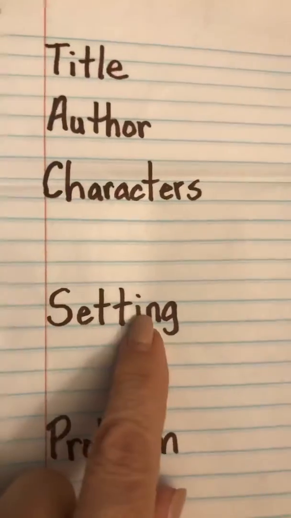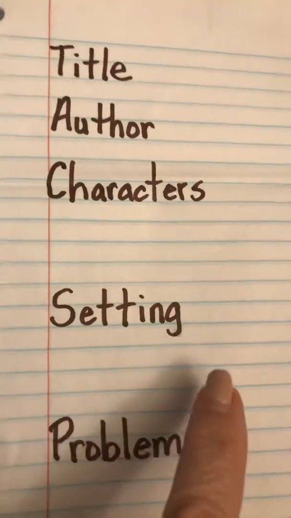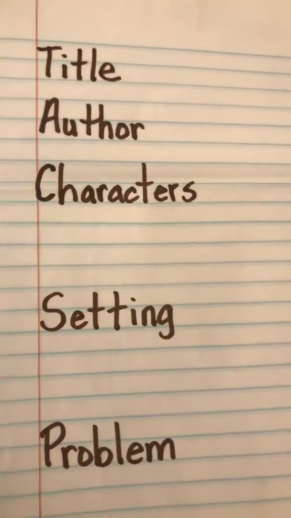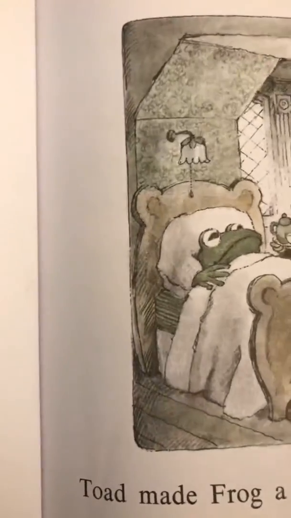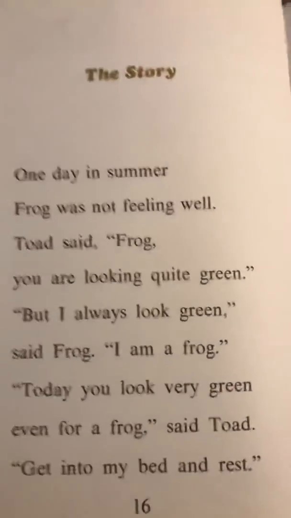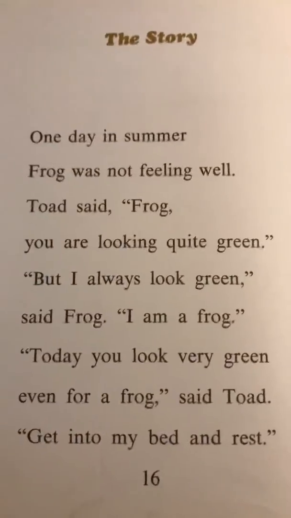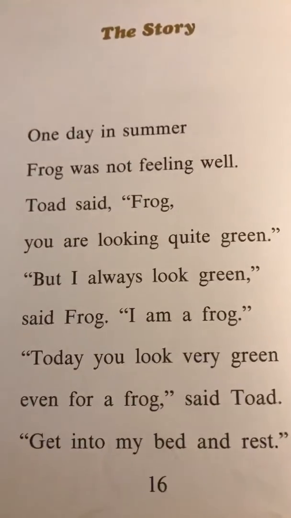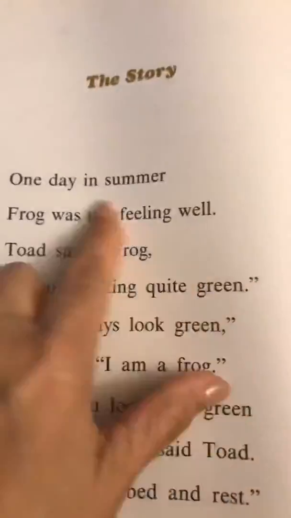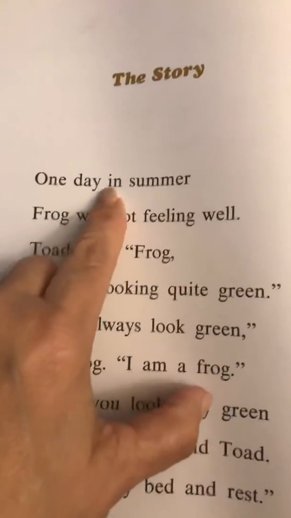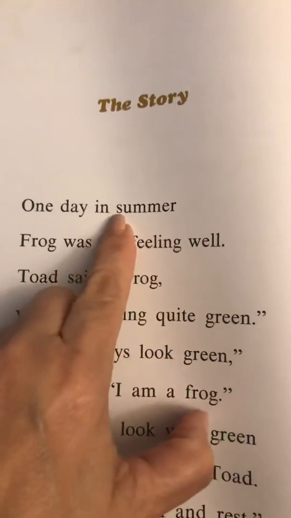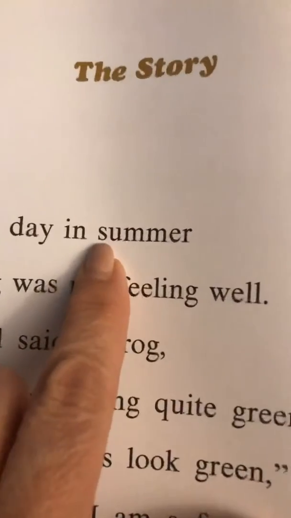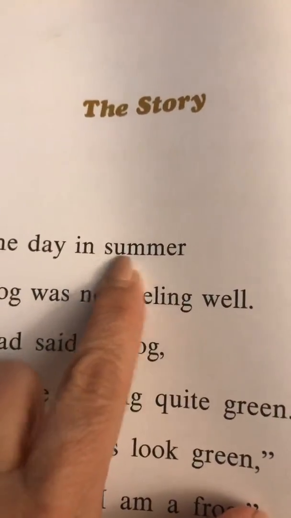Now the setting. Where and when does the story take place? I'm going to go to the very first page again, and I think there's some clues there. Look how it starts. One day in summer. Frog was not feeling well. Summer. So we know that it's summertime. That's when.